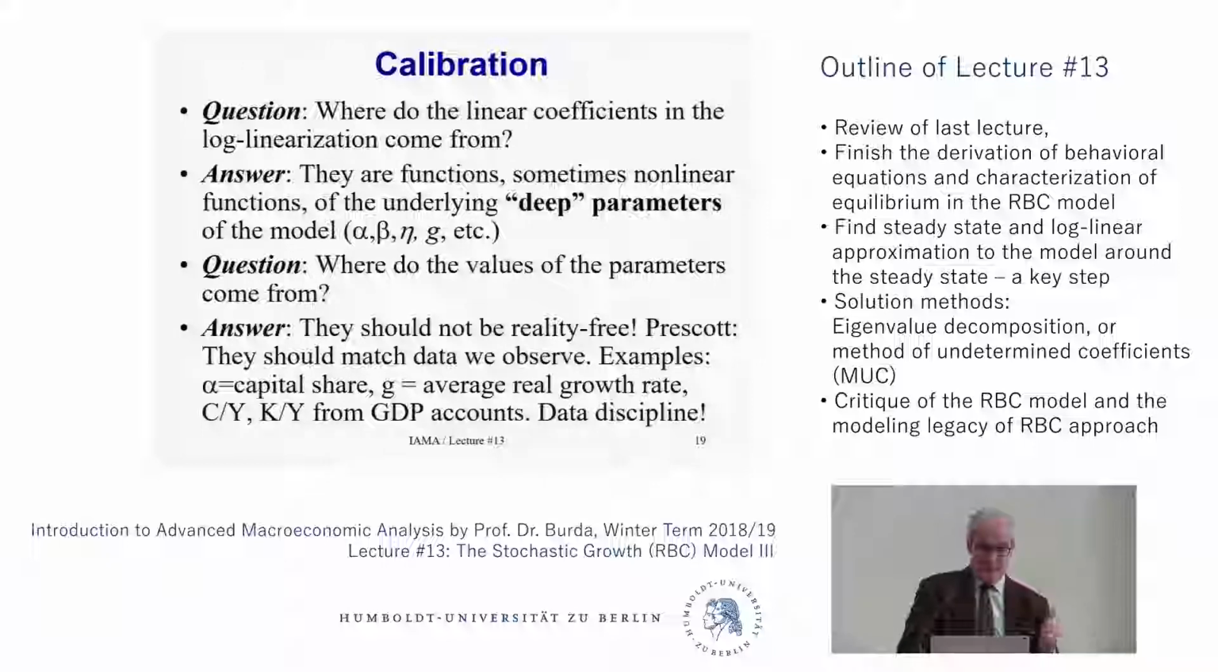Okay? So the capital share should look like alpha. G should look like the average growth rate in your economy. And C over Y and K over Y, you can calculate that every quarter using the Volkswirtschaftliche Gesamtrechnung, the statistical accounts of the German economy. So you should be able to do this. The data discipline the model. And if you can't do that, you should probably toss the model.